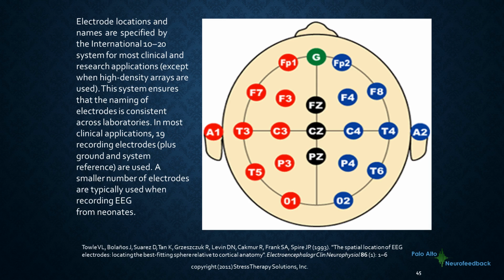Using the system ensures that the naming of electrodes is consistent across laboratories and offices. In most clinical applications, 19 recording electrodes plus ground and system references are used. A smaller number of electrodes are typically used when recording EEG from neonates.